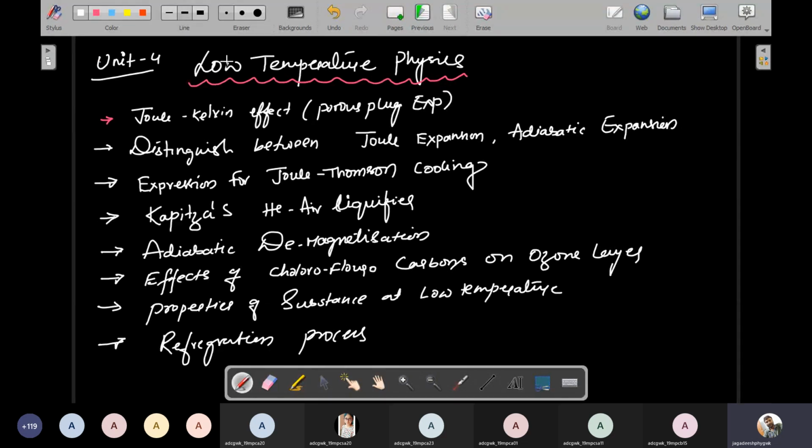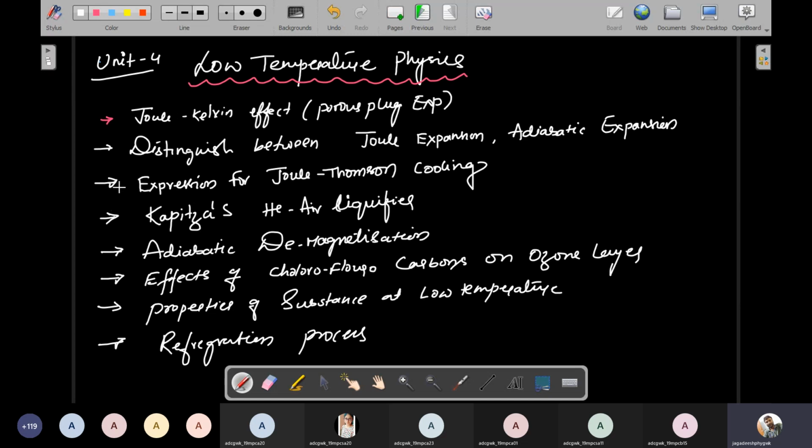Low temperature means almost coming to zero temperature. In low temperature, the first concept is the Joule-Kelvin effect, that is called the porous plug experiment. The second topic is distinguishing between Joule expansion and adiabatic expansion. In this topic, we study what Joule expansion is and what adiabatic expansion is. The third topic is the expression for Joule-Thomson cooling, which tells how much cooling will be produced. We can find the cooling from that expression.